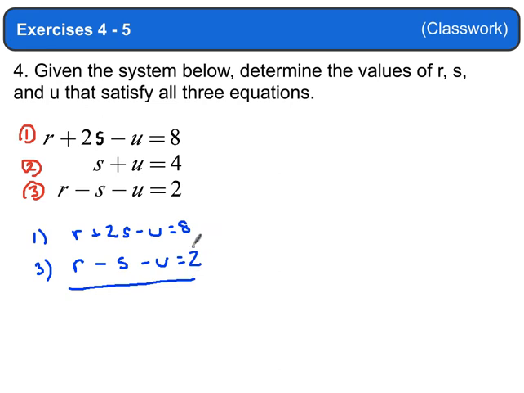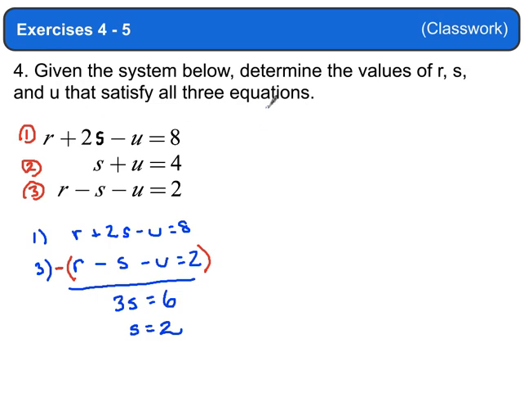Now what you're going to notice when I solve this one, I've got r's that are exactly the same, and I've got u's that are exactly the same. So I'm going to choose to subtract the columns. R minus R goes away. 2s minus s, in this case, is going to be 3s. And then negative u minus negative u goes away, and 8 minus 2 is 6. And so now I do 6 divided by 3. All of a sudden, I know what s is already. And so s is equal to 2.